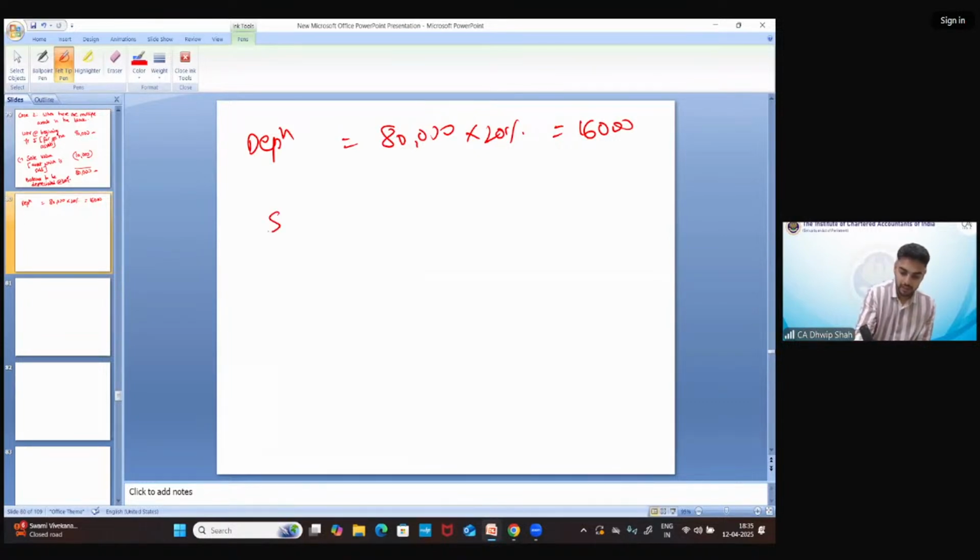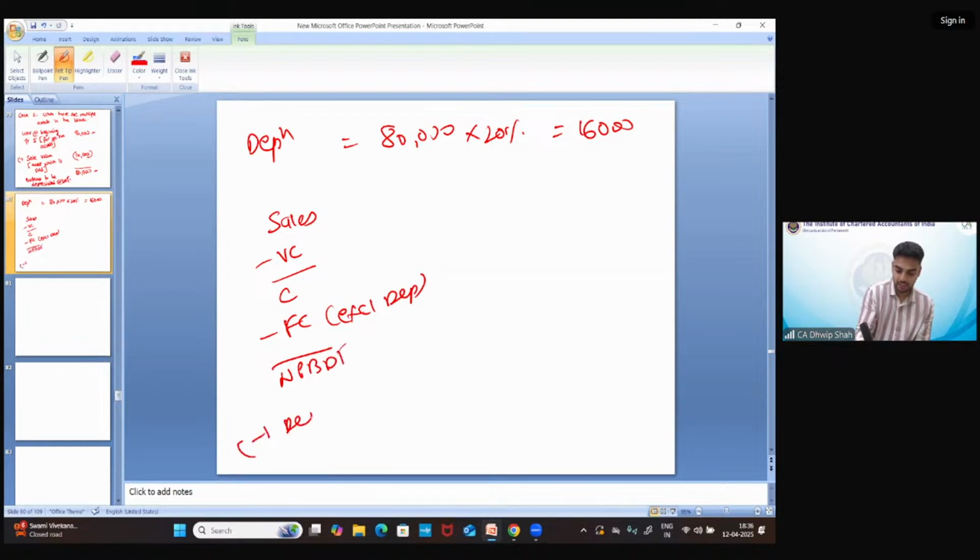So the format we used to make: sales less variable cost, contribution less fixed cost, excluding depreciation, NPBDT less depreciation. Yes or no? So in year 5, my depreciation would be 16,000. Are you following? I will subtract 16,000 as depreciation. Well, any doubts? Rihanna, is it clear now?